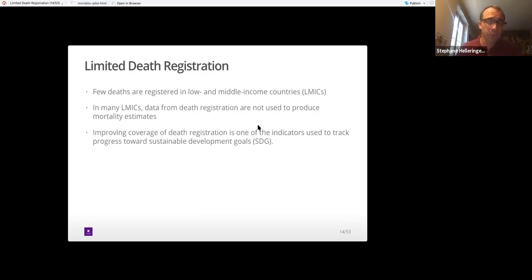As a result of the state of the data, improving the coverage of death registration has become one of the indicators used to track progress towards the Sustainable Development Goals. But that was, of course, adopted in 2015, and progress has been slow toward that indicator of success, even before the pandemic started unfolding.